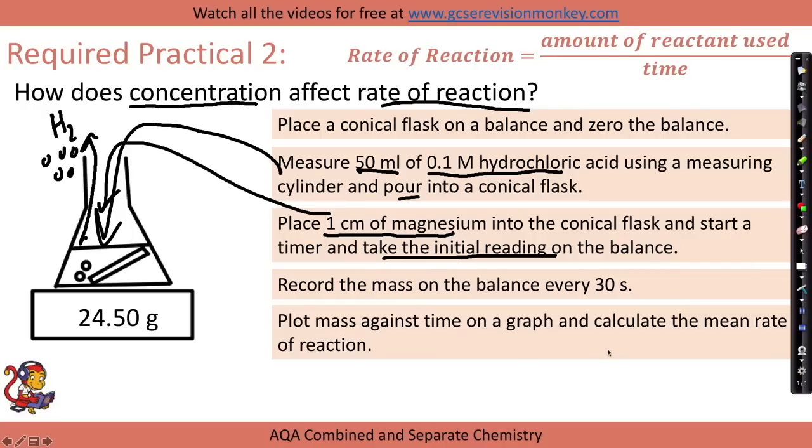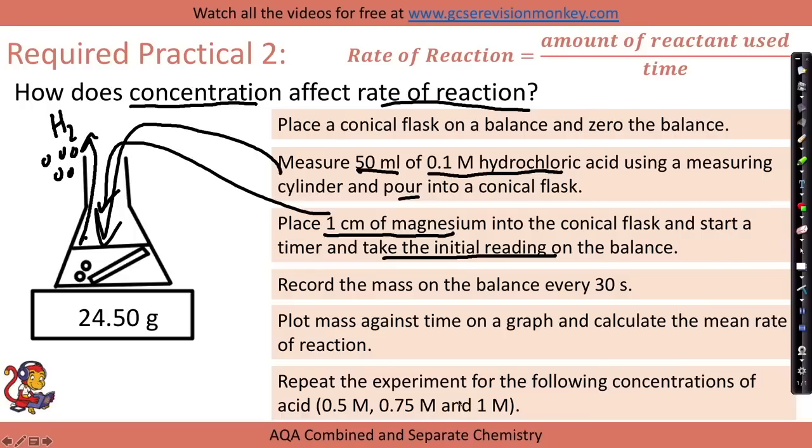mean rate of reaction. We'd repeat this experiment for the following concentrations of acid: 0.5 molar, 0.7 molar, and 1 molar, and as always is good practice, right at the end that you're going to repeat it 3 times for each concentration and calculate a mean.